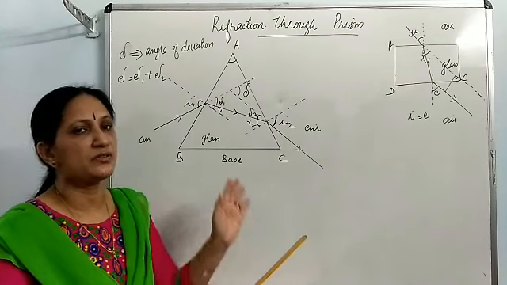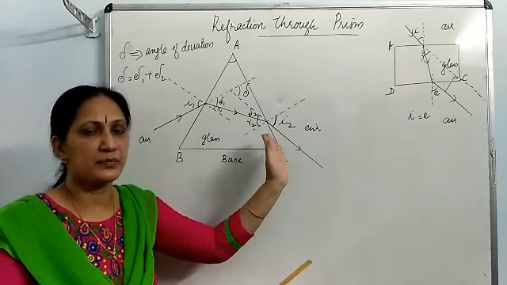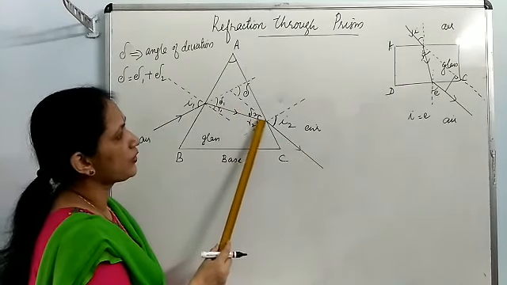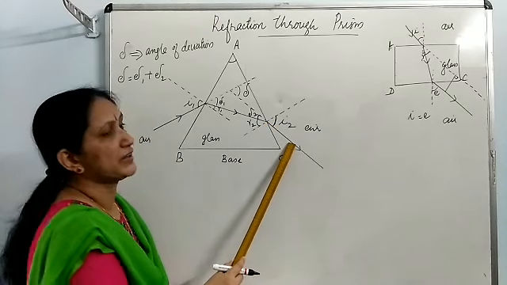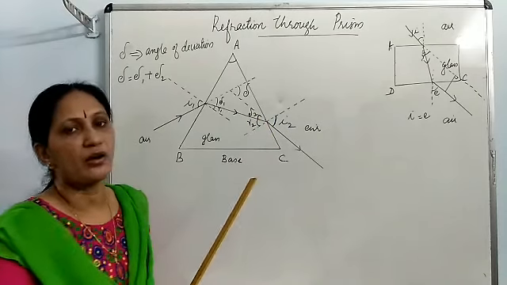That is the angle between the ray falling on the side of the prism and the ray coming out. Look at the diagram here. This is the ray falling on the face AC and this is the final ray coming out. Find out what is the angle between them. That is the angle of deviation.